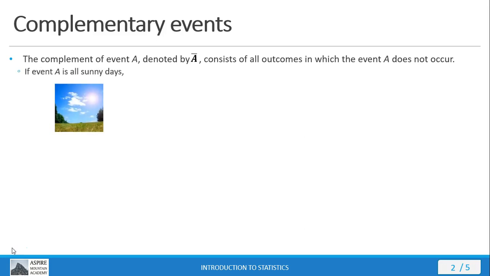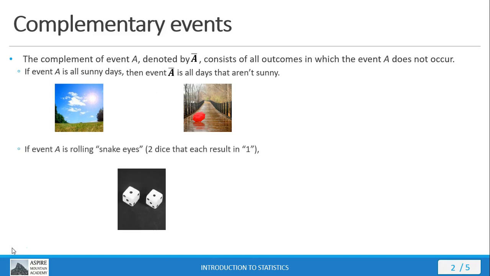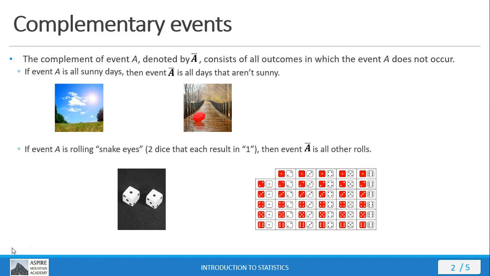So if, for example, event A represents all sunny days, then event not A is all the days that aren't sunny. If event A means rolling snake eyes, where you roll two dice and they each come out to be 1, then event not A is all the other rolls of the dice that you could make. So you've got everything, which is 100%, and then you've got A, which is a part of that, and everything that's not A is the part that's not A.